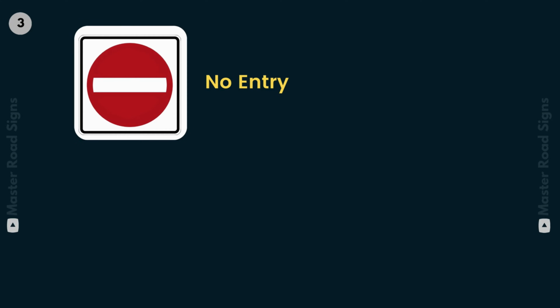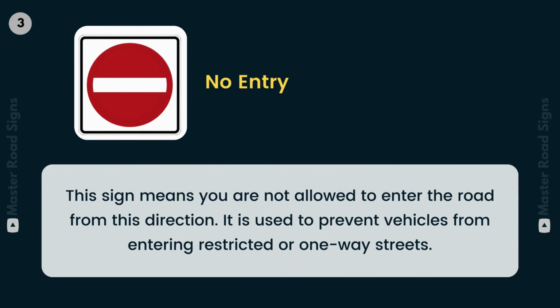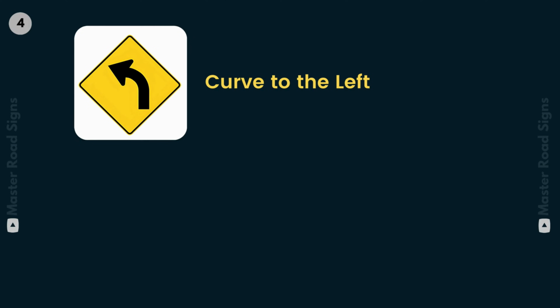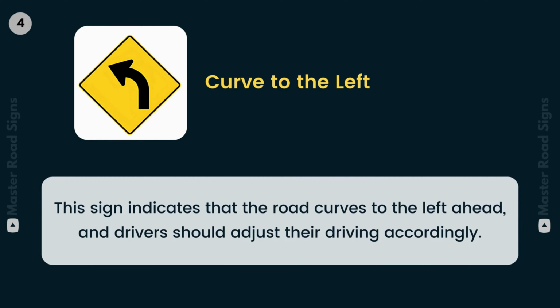No entry sign. This sign means you are not allowed to enter the road from this direction. It is used to prevent vehicles from entering restricted or one-way streets. Curve to the left sign. This sign indicates that the road curves to the left ahead, and drivers should adjust their driving accordingly.